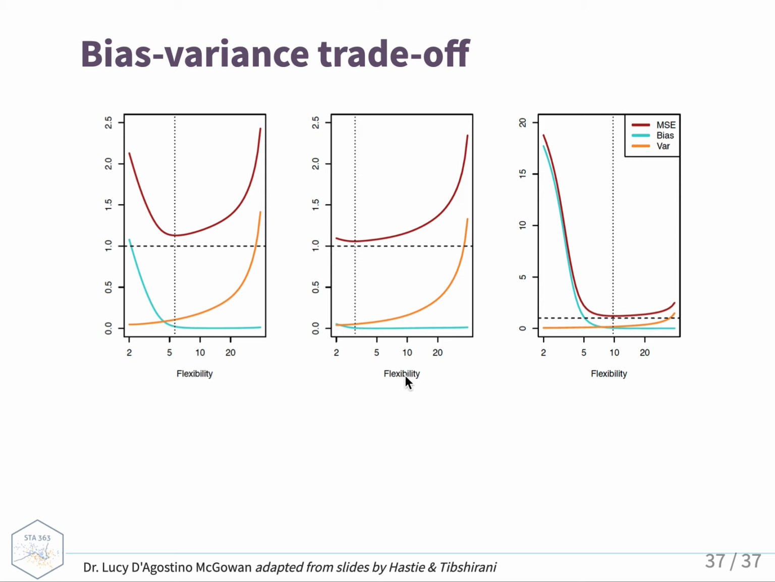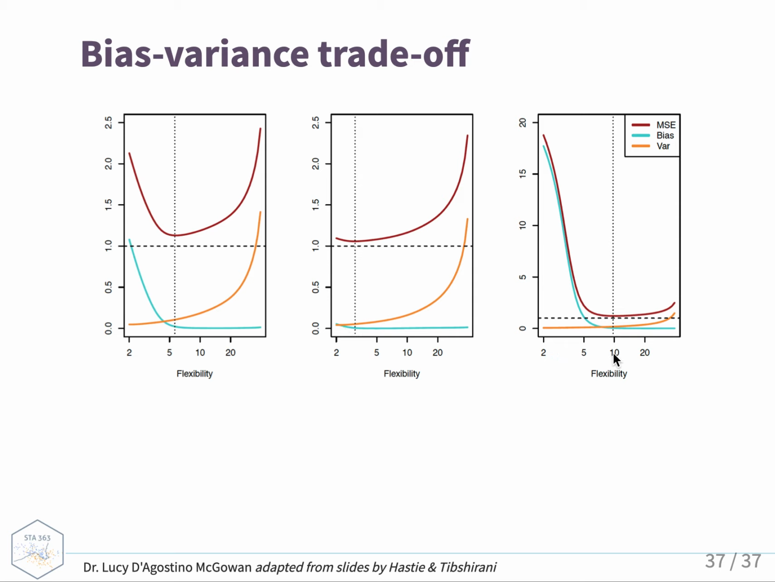This second example was our linear model. This is our less flexible model, so the truth was less flexible here. And so you'll see that this dotted line falls farther on the left, so in the less flexible region. Again, we've got our mean squared error here. The orange is our variance, the blue is our bias, and we're basically trying to minimize that.